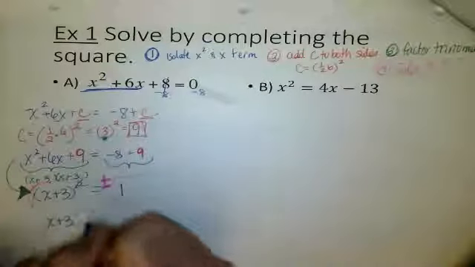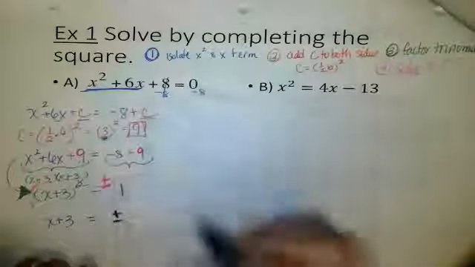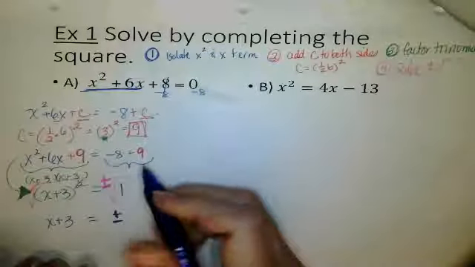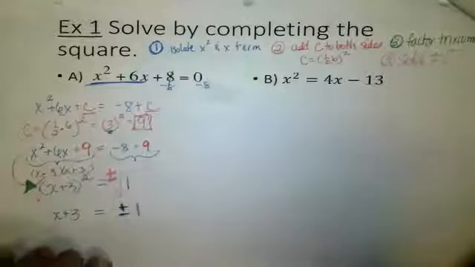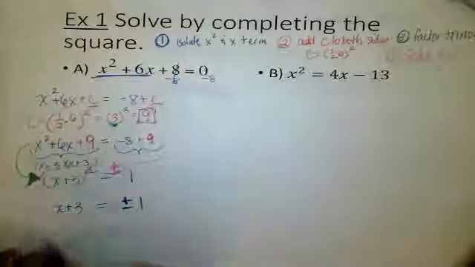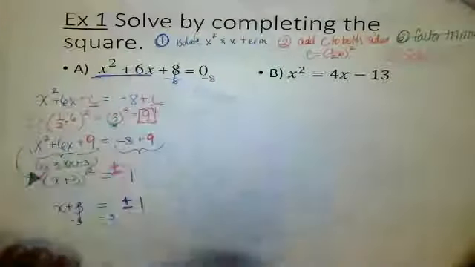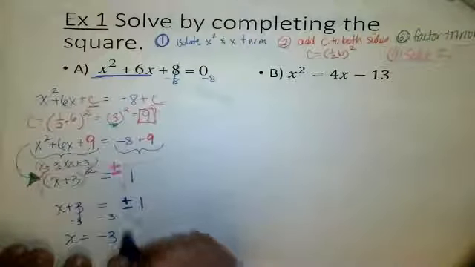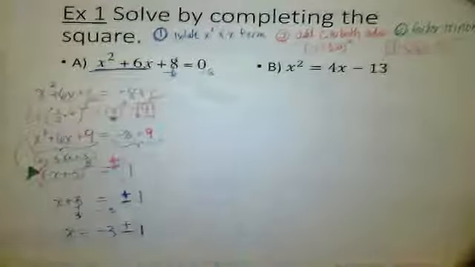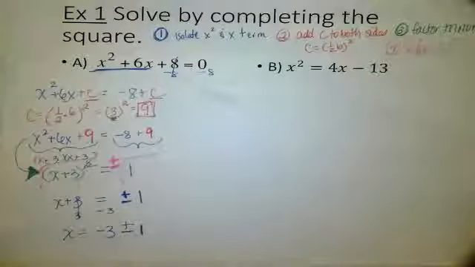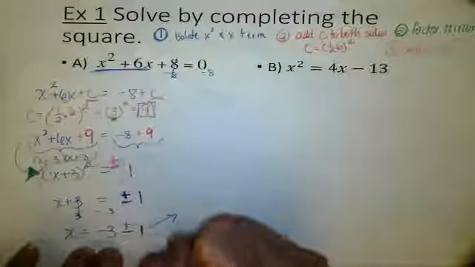x plus 3 equals big plus or minus. What is the square root of 1? 1. No more radical. That's kind of nice. And how do you get x by itself? Subtract 3. So we're going to move it over. So we get x equals negative 3 plus or minus 1. This equation doesn't have any radicals in it. All right? If it had a radical, you're done. But it doesn't have any radicals, which means I get to go one more step.